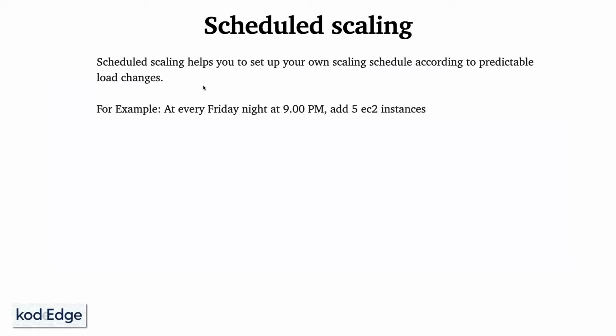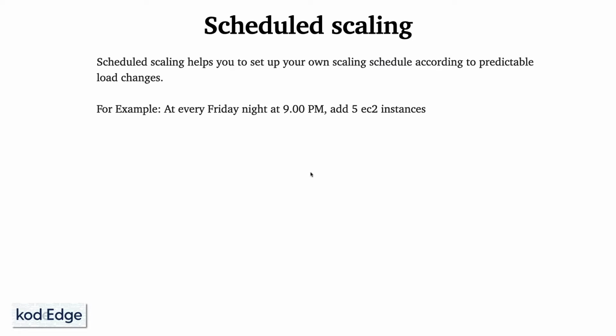So schedule scaling helps you to set up your own scaling schedule according to predictable load changes. For example, let's say you have deployed an application on the EC2 instance, and you know in advance that every Friday there will be high load on your application. So here you can define a schedule scaling policy such that on every Friday night at 9 o'clock, add 5 EC2 instances in your auto scaling group. So this is all about schedule scaling policy.